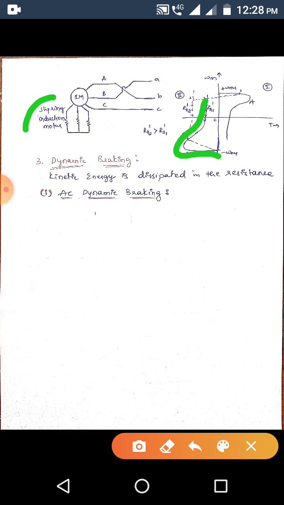If we add the rotor resistance into the induction motor, at that moment the speed torque characteristic will be increased compared to the previous one. This dotted line will be the next line. That will be the speed torque characteristic after adding the rotor resistance into the induction motor. Normally this graph we call R1 prime, that is rotor resistance prime. This I call R2 prime, rotor resistance prime 2.